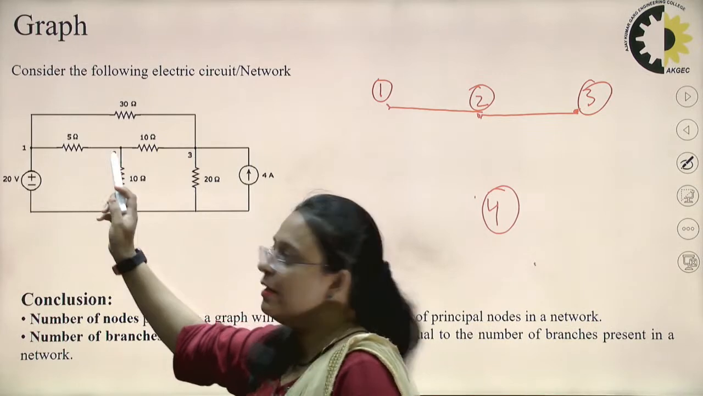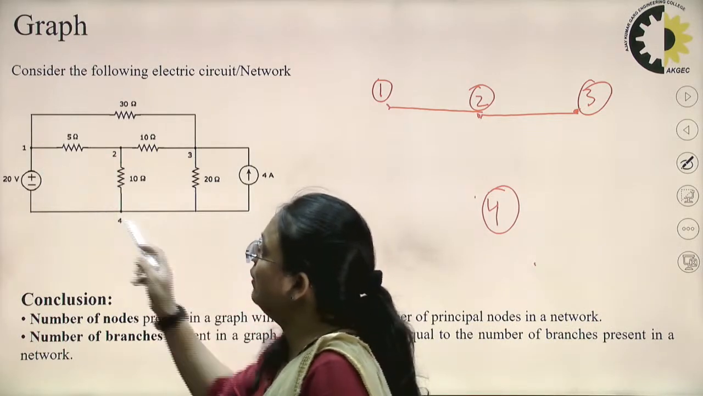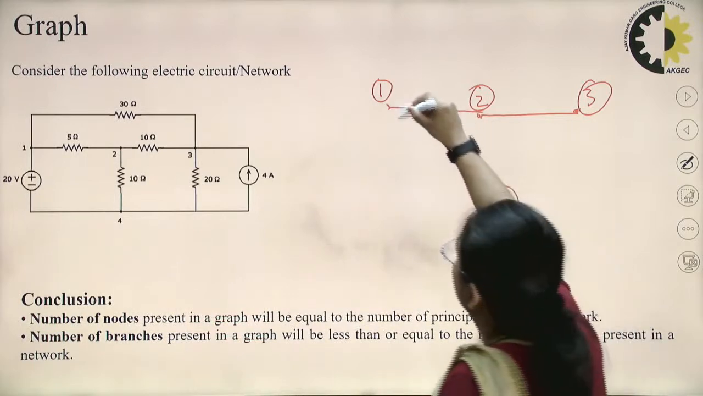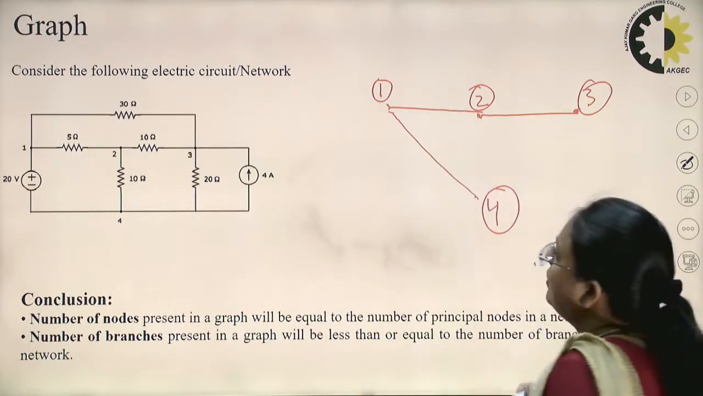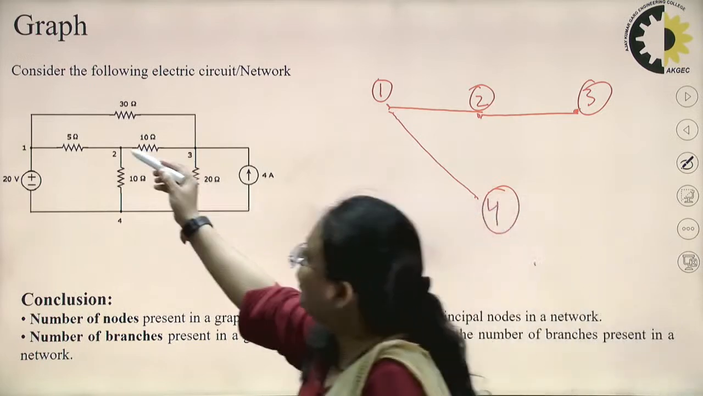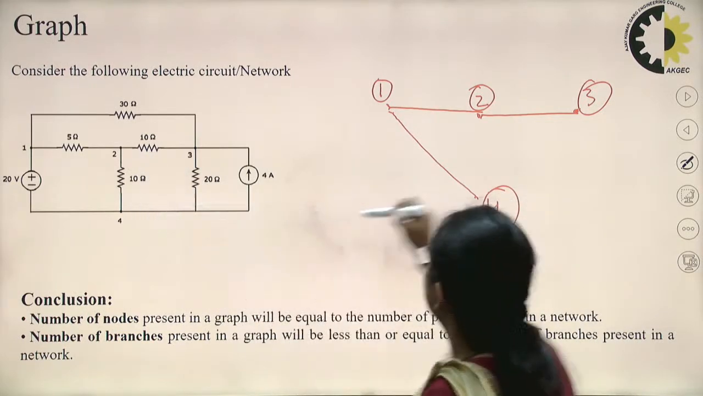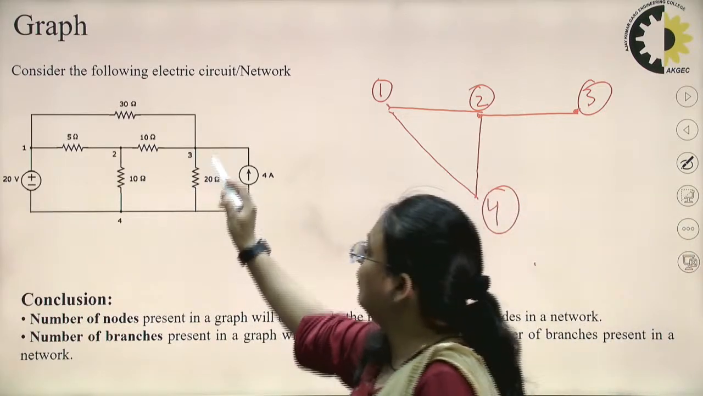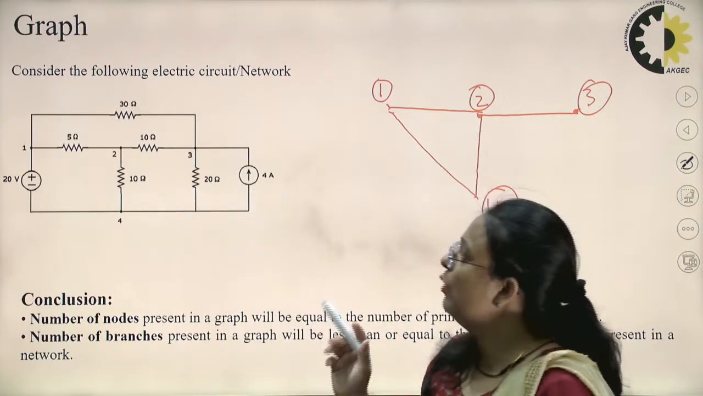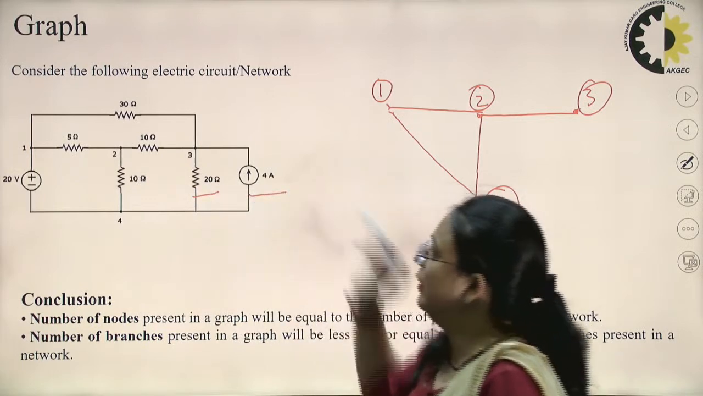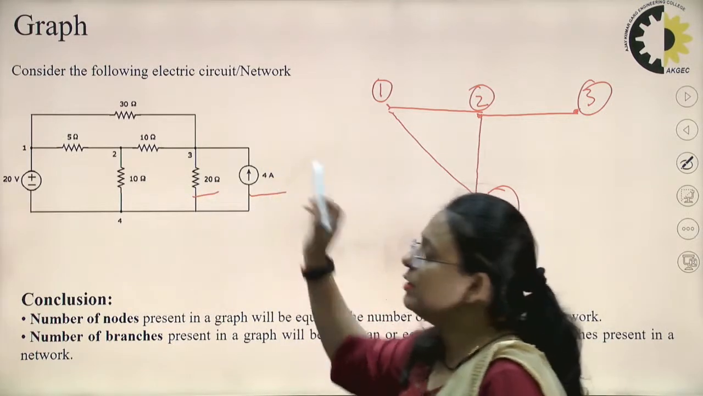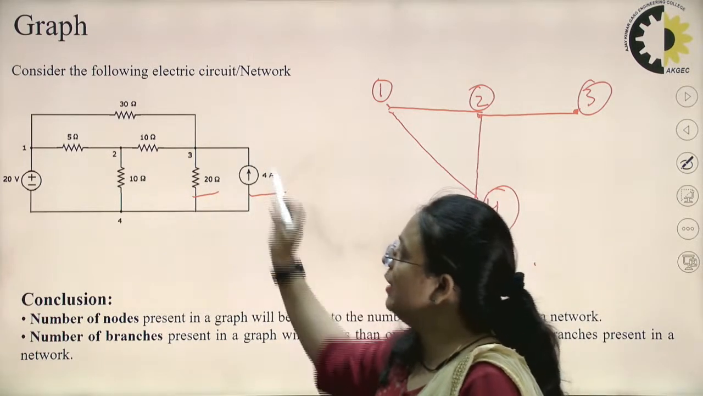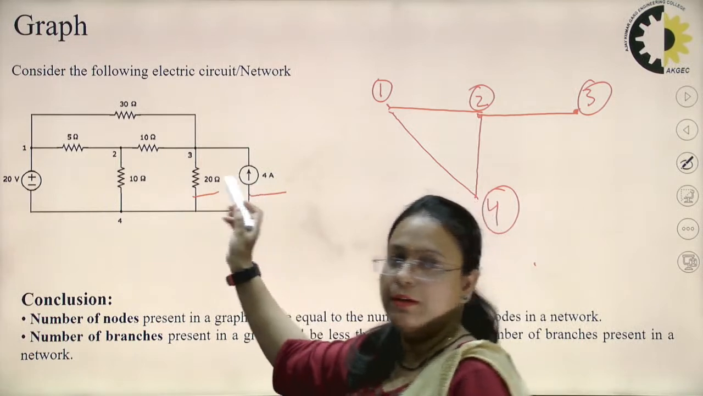Now between 1 and 4 you can see I have drawn this resistor as a single branch, and between 1 and 4 there is another voltage source, so I can represent it with another branch, right. Now between node 2 and 4 there is a resistor, so I am drawing another branch for this. And between node 3 and 4 we have one resistor and one current source. You can see that the current source is in parallel with this resistance, right?